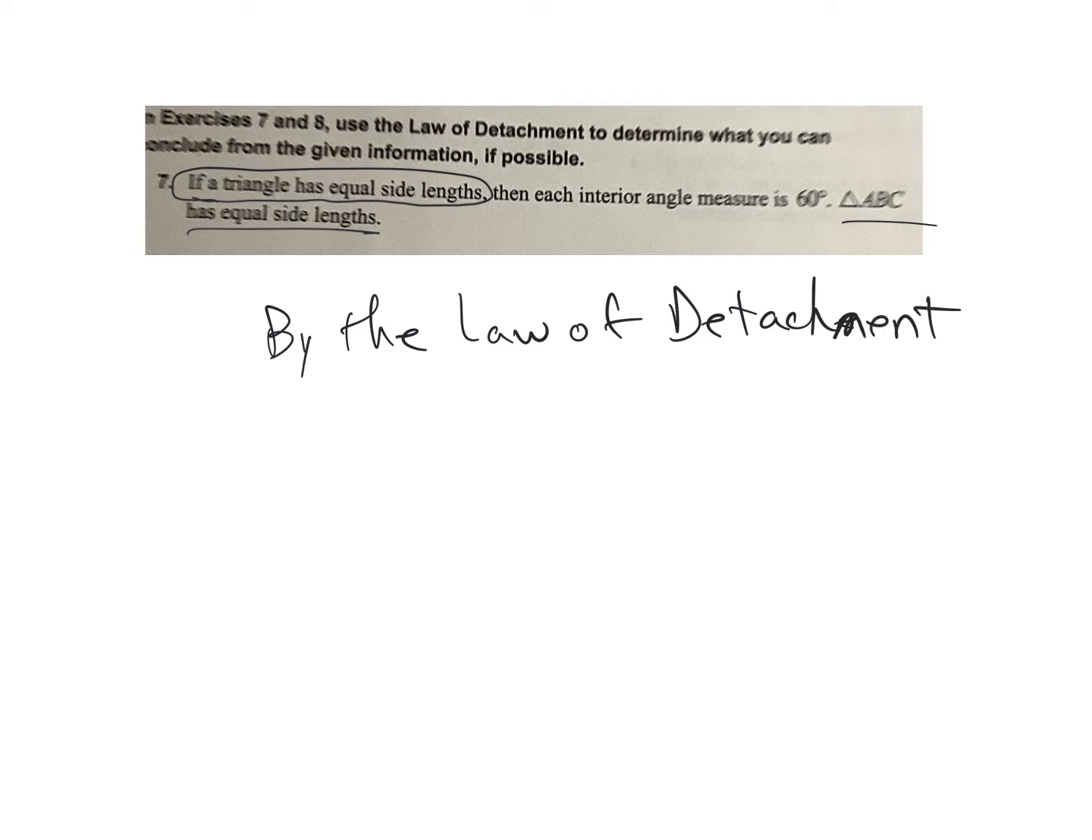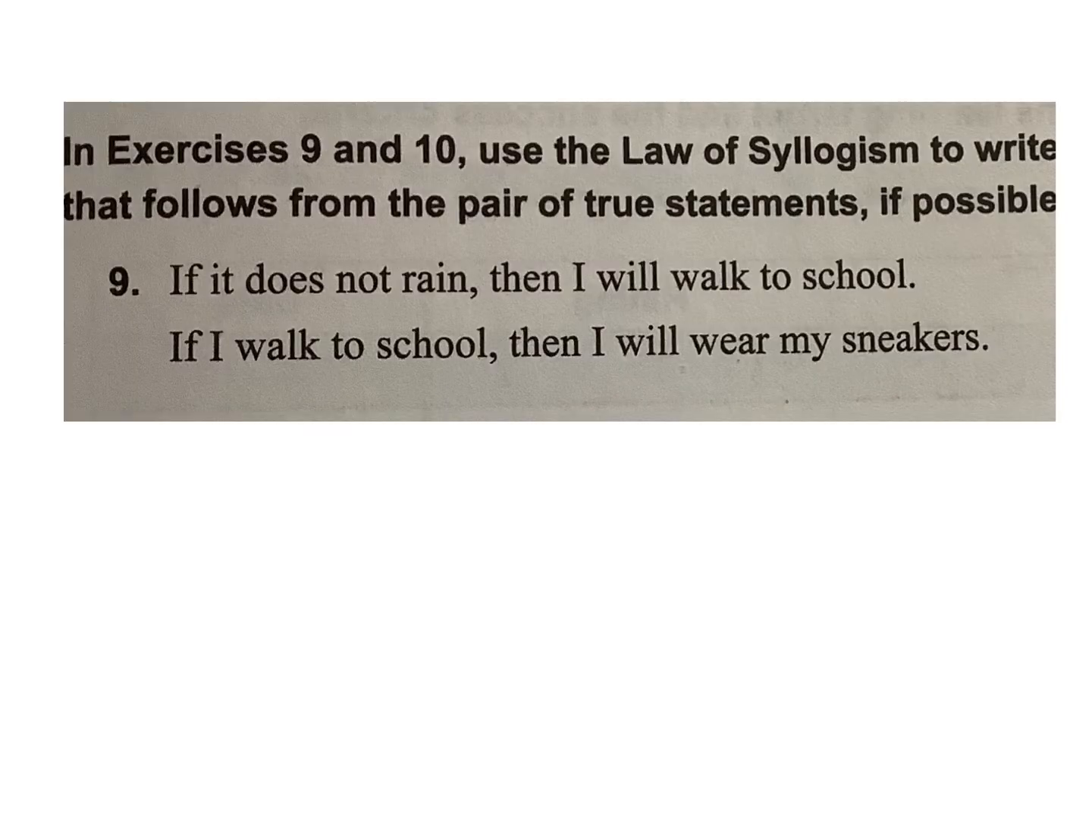You don't have to read the conclusion. Okay? So you could say, by the law of detachment, which you're not going to do on this problem because it's telling you to use the law of detachment. By the law of detachment, triangle ABC has 60 degrees for each interior angle. And the law of syllogism to figure this out, if it's a true statement.